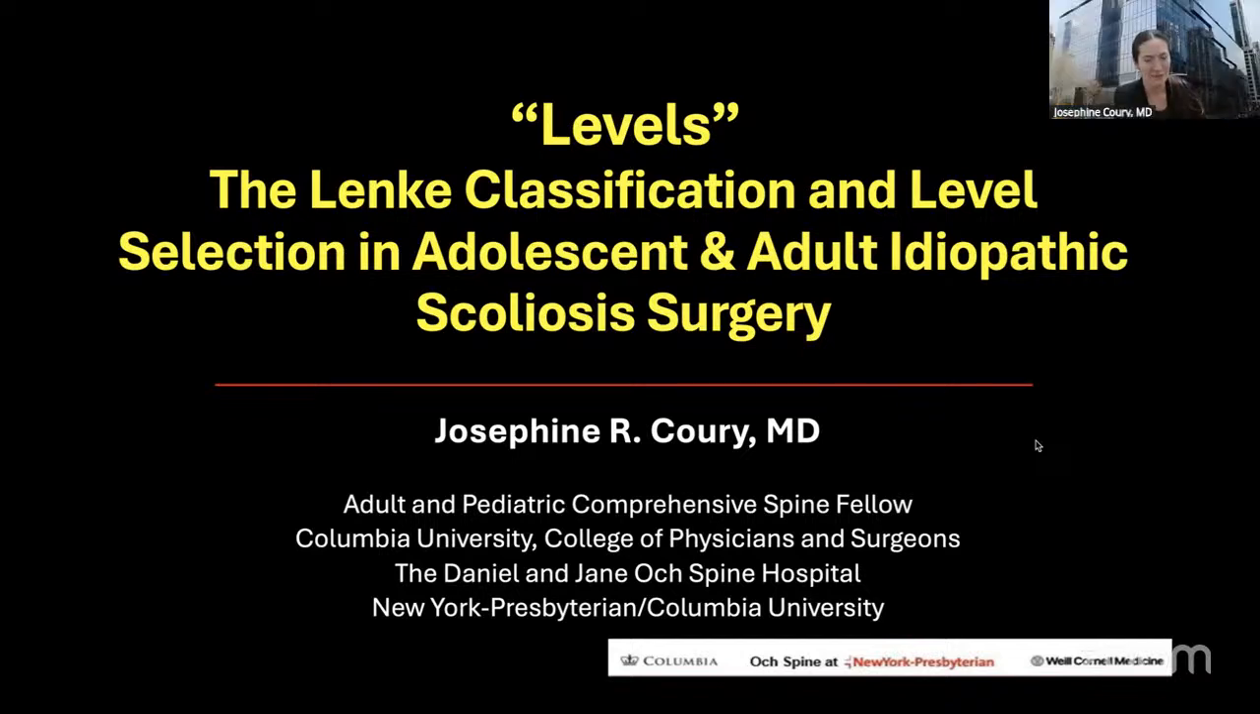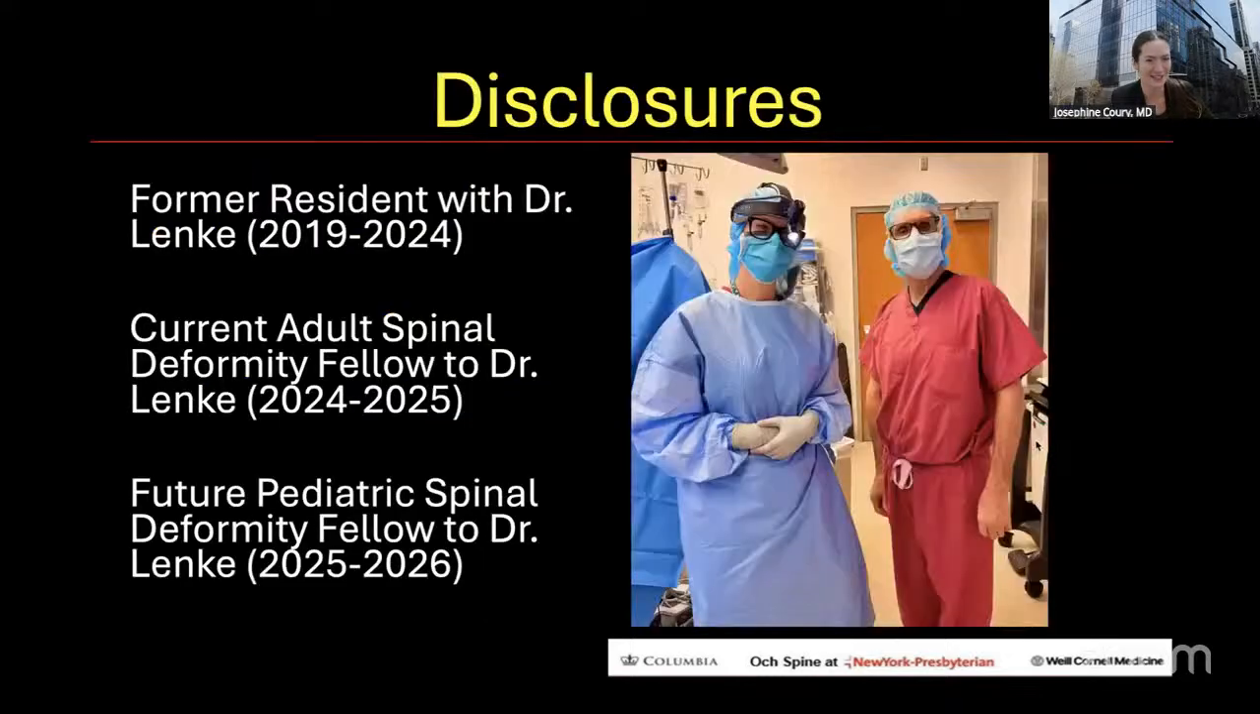So Raj and I met back at SRS in Barcelona, where I gave a presentation on level selection in adult patients for idiopathic adult scoliosis. So it only made sense today to talk again about the Lenke classification, which founded it all, and then to talk about level selection in adolescent, as well as adult idiopathic scoliosis again.